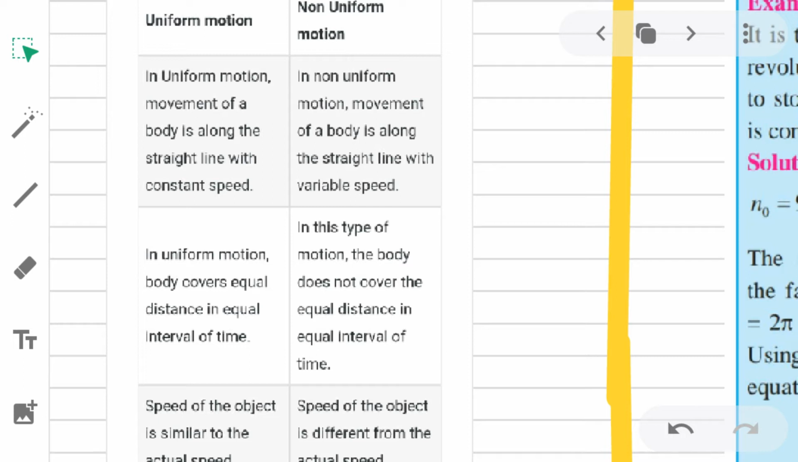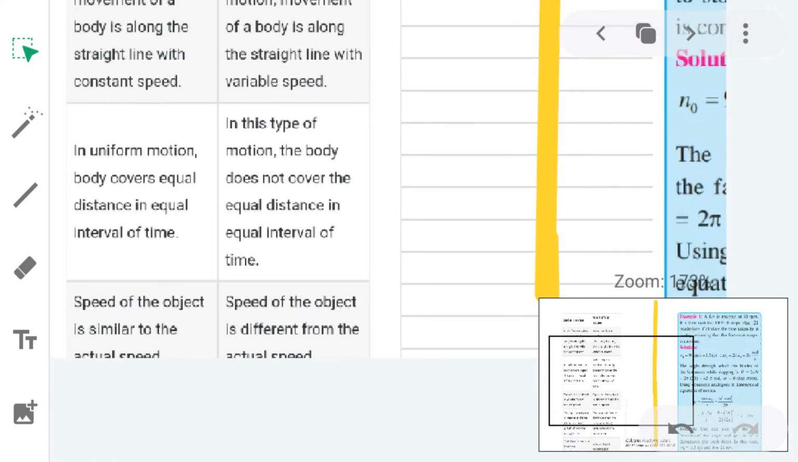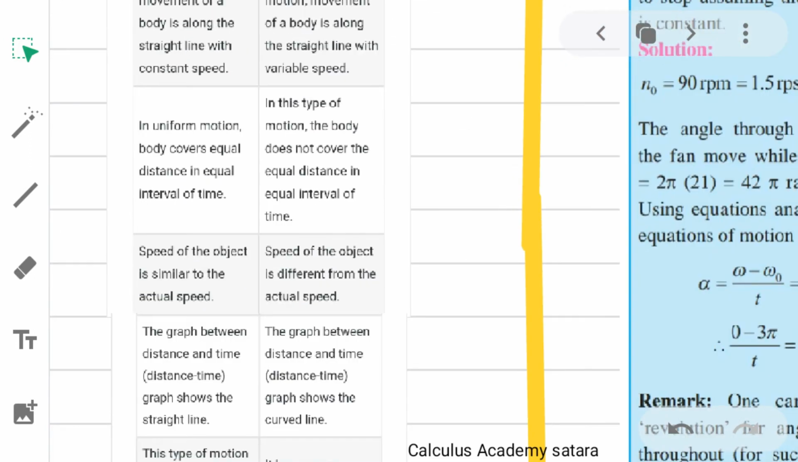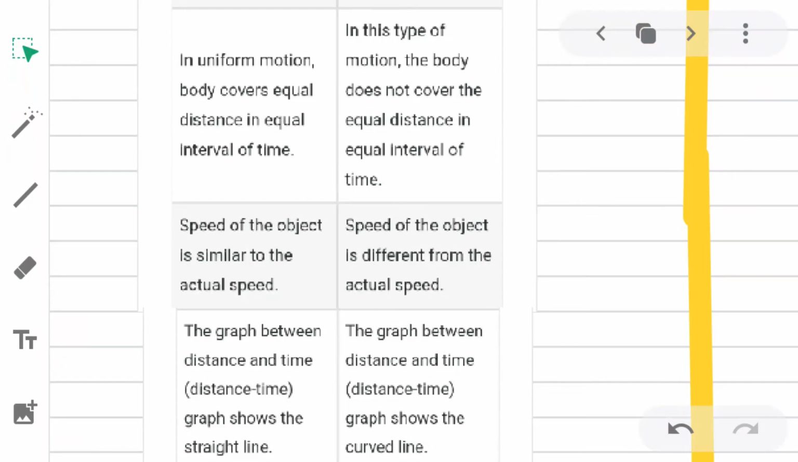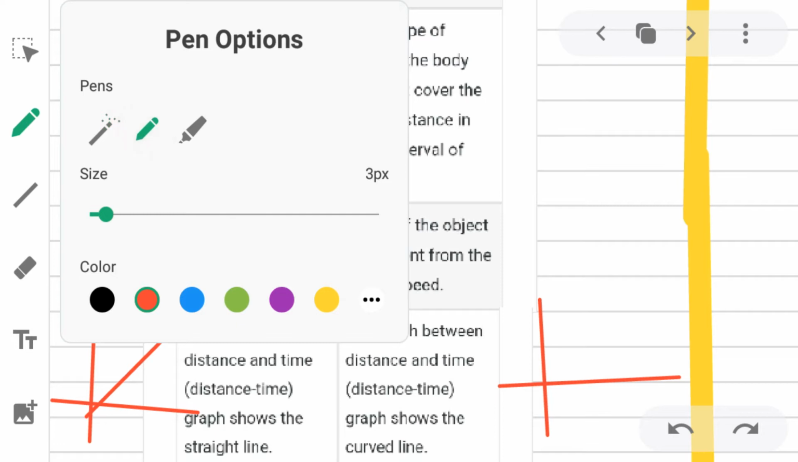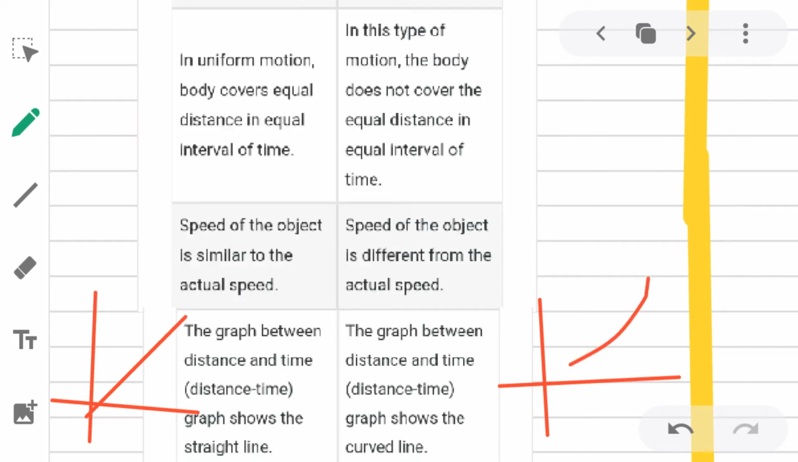In non-uniform motion, the body does not cover equal distances in equal intervals of time. Next point: in uniform motion the speed of the object is similar to the actual speed, whereas in non-uniform motion the speed of the object is different from the actual speed. The graph between distance and time for uniform motion always shows a straight line, and for non-uniform motion it shows a curved line. For example, see here, if I draw this, it's a straight line. Starting from the initial point, it is a curve, either an increasing curve or a decreasing curve.